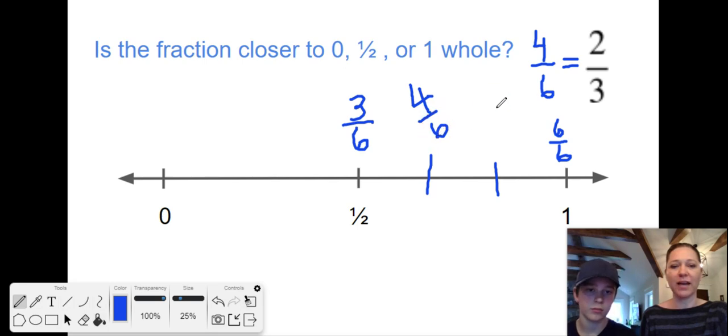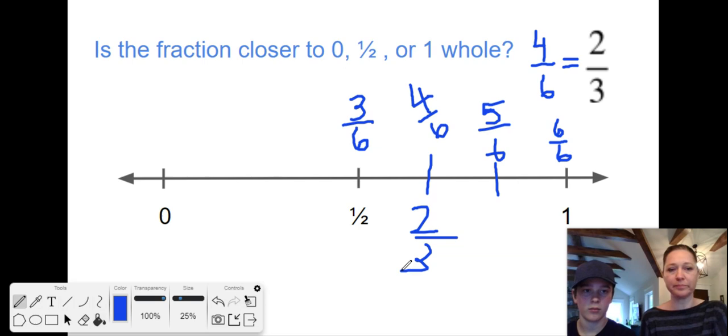And then this would be 5/6. That's a really crazy looking 5. How about that? Okay, so what we have here is by using sixths, we could really see this a little bit better on the number line. So the 4/6 spot would be right here. And so where would I put 2/3? Right on the 4/6 because those are equivalent fractions.